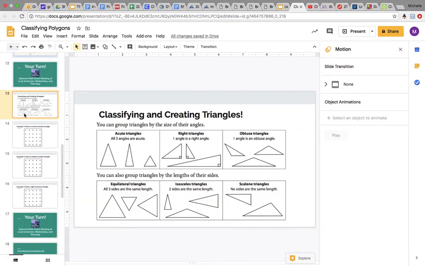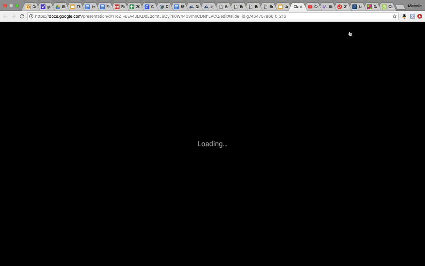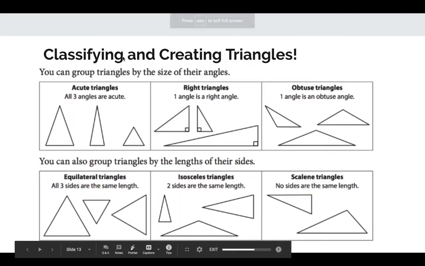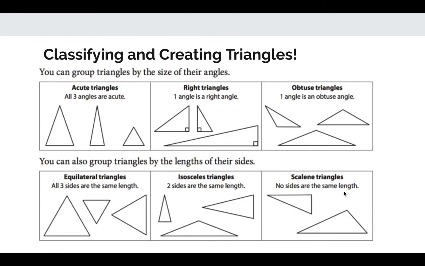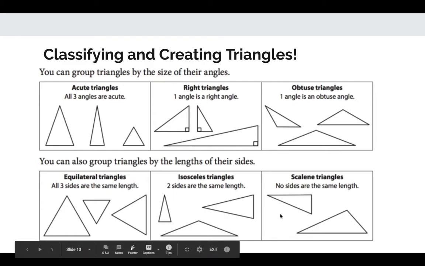All right, guys, let's continue practicing with our triangles. I think we're on a good roll this week, so we are going to stick with classifying and creating triangles for the week and then move on to polygons next week. So let's review how to classify triangles before we start creating them.